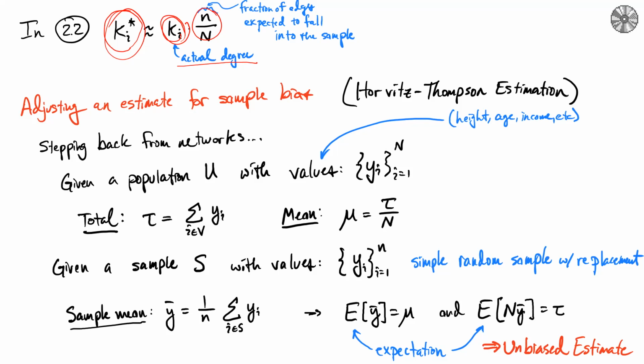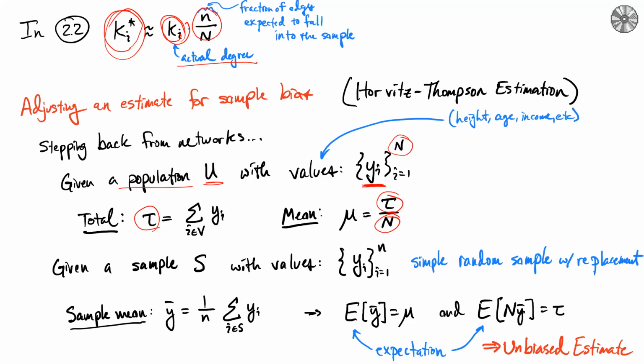So in order to do this more formally, we're going to step back away from networks and just think about populations and samples briefly to understand how we might compensate for this kind of sampling bias. If we have a population, we're going to denote this with capital U, and it has a whole bunch of values. Eventually you can think about this as being the nodes in the graph, but it just has a bunch of values in the population, and there's capital N of them. Then we can compute, for example, the sum of all of those. We're going to denote that sum by tau. And we'll call the mean just the total divided by the number.